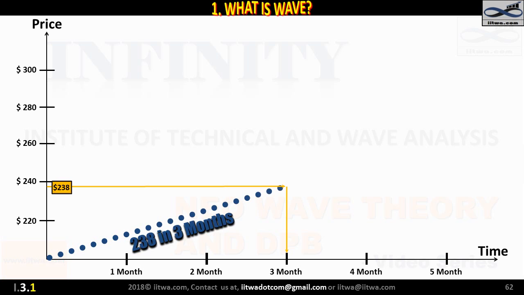But the practical scenario differs from the projection, and by the end of the first month, price reached 262. Oh, this is an exciting move of an extra $24. It is more than the intrinsic value. But in fact, this is an abnormal move.